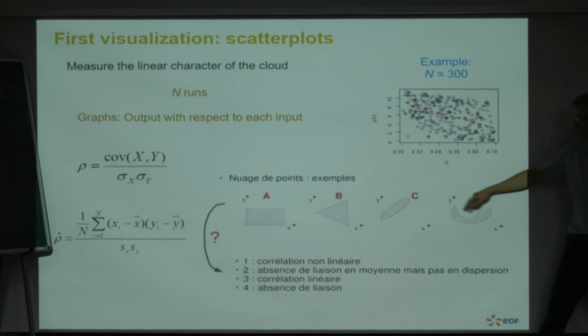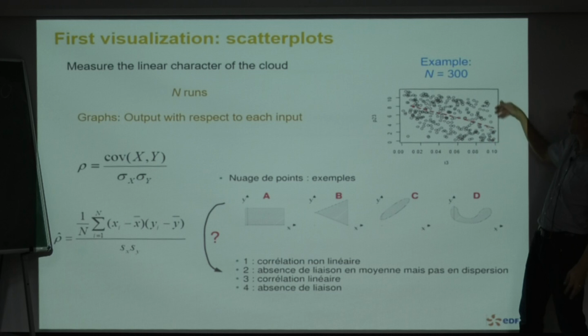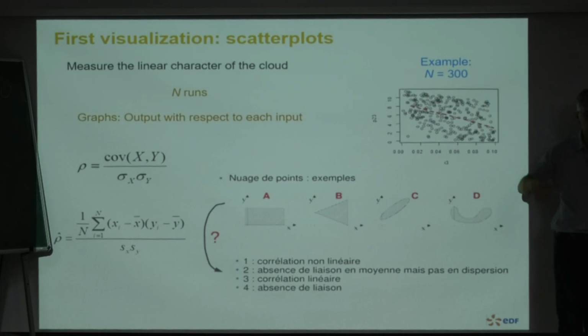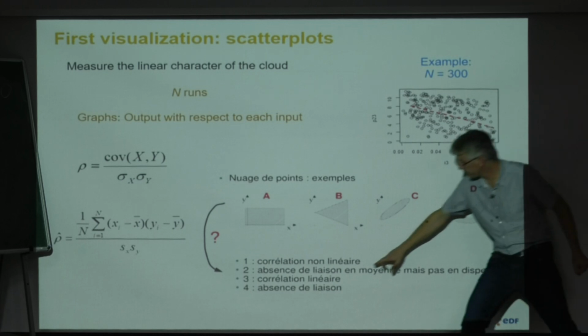Do you understand these different potatoes? This is just the representation of my ensemble of points. So which potato, or which cloud, has a nonlinear correlation for you? D. Okay, D. Nice. This is more complex, so I pass to the three.